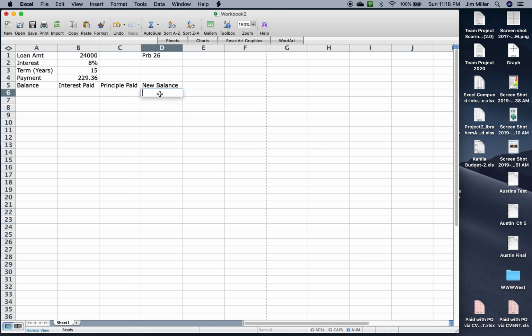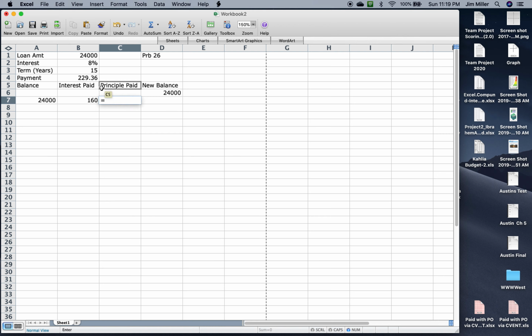So the new balance, we're starting off with 24,000. Then at the end of 1 month, we started with 24,000. The interest would be 0.08, this is after 1 month, equals 0.08 divided by 12 times this. And that was the 160 we had. The amount paid on the principal would be equal to what's left of the 229 minus the 160.